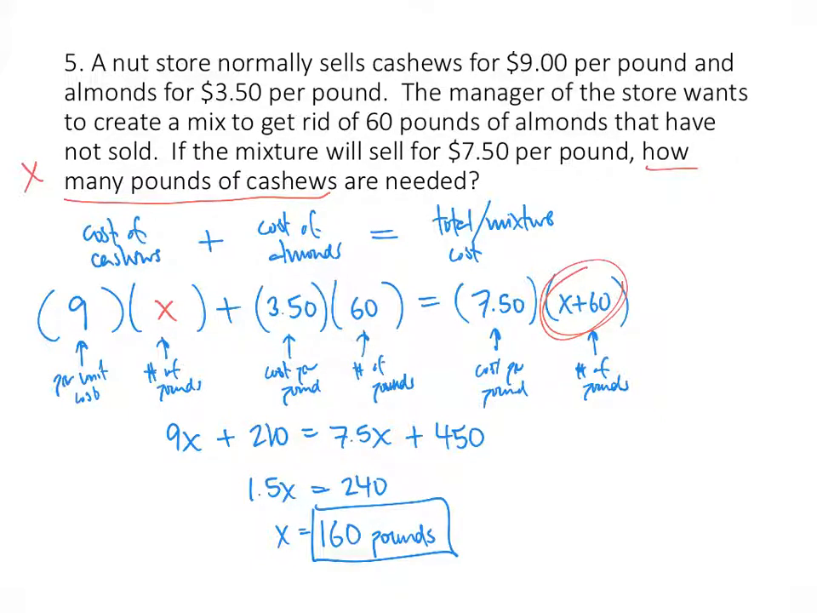So again, you have to think a little bit cleverly to realize that the number of pounds in the mixture is x plus 60, but it's a similar type of reasoning to what we did in the previous problem.